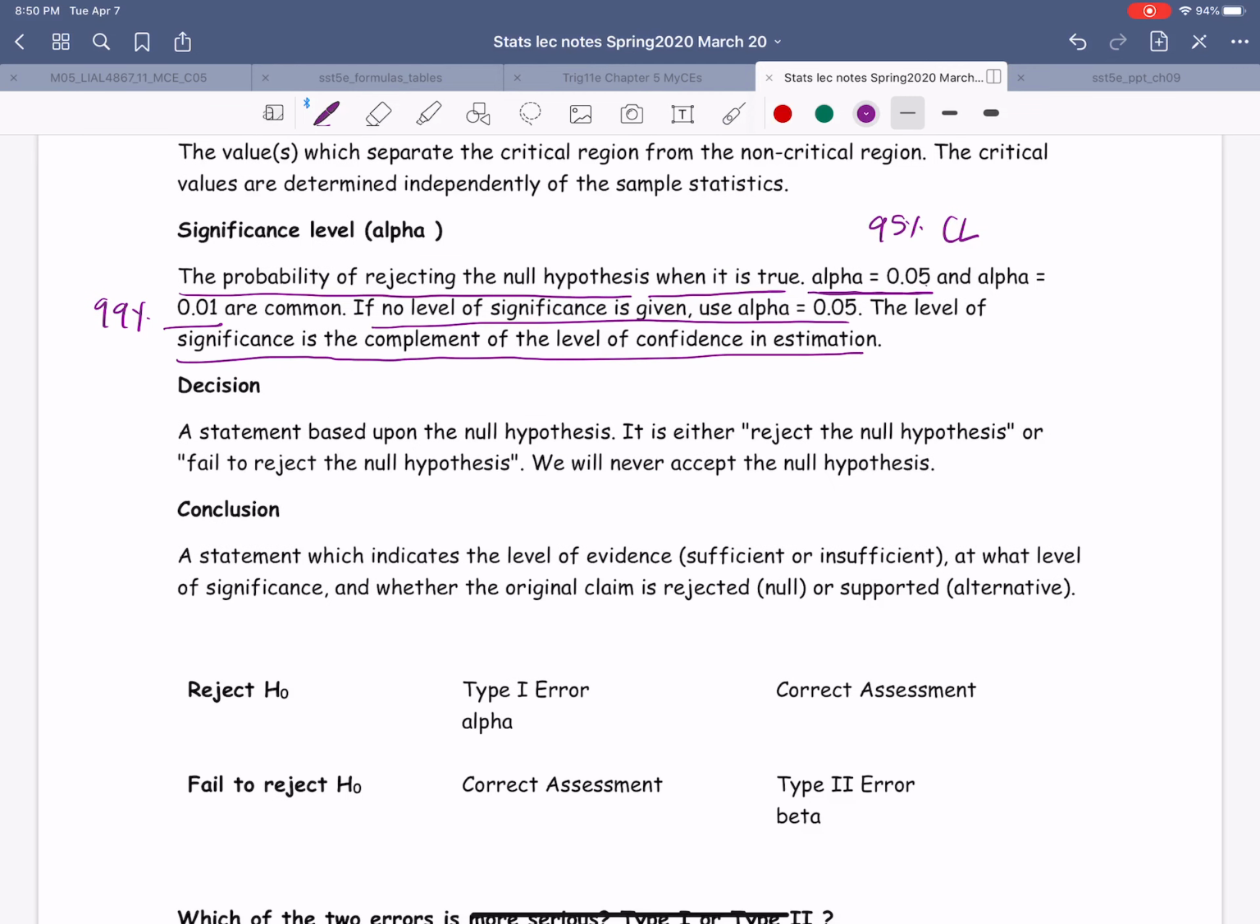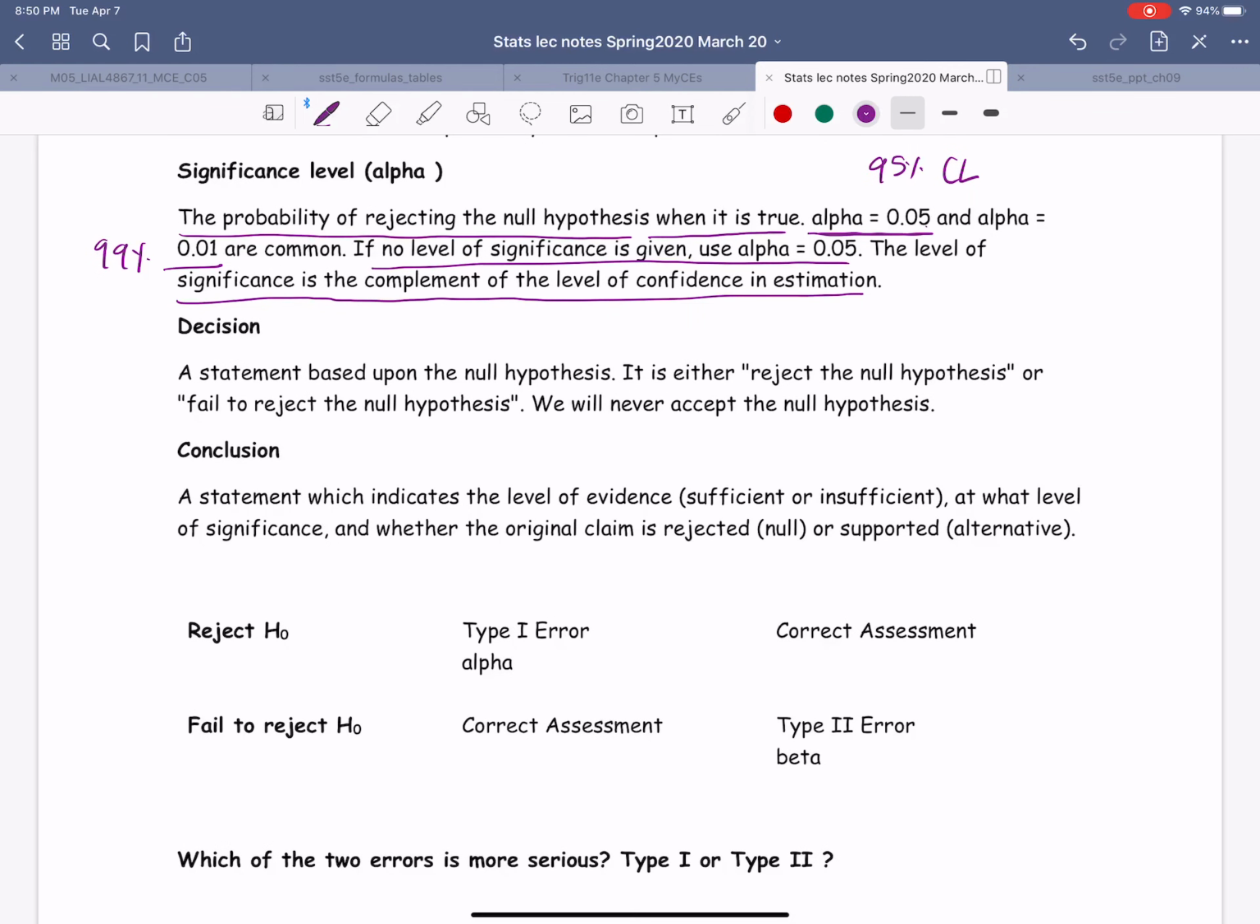Decision, a statement based upon the null hypothesis. It is either reject the null at the end or fail to reject the null. We will never reject the alternative or fail to reject the alternative. We would never accept the null as well. We go with the assumption that null is true, and then from there we can either reject the null or fail to reject the null.